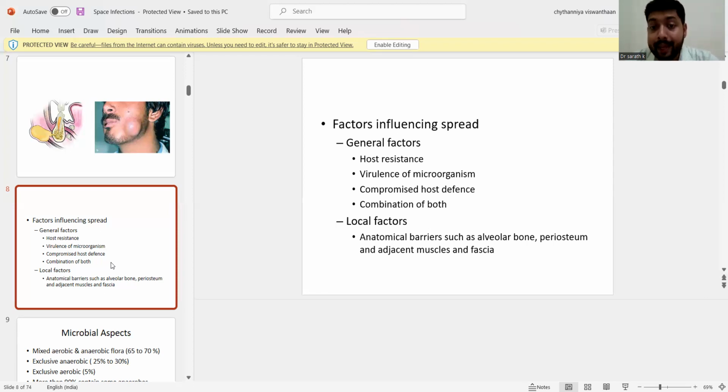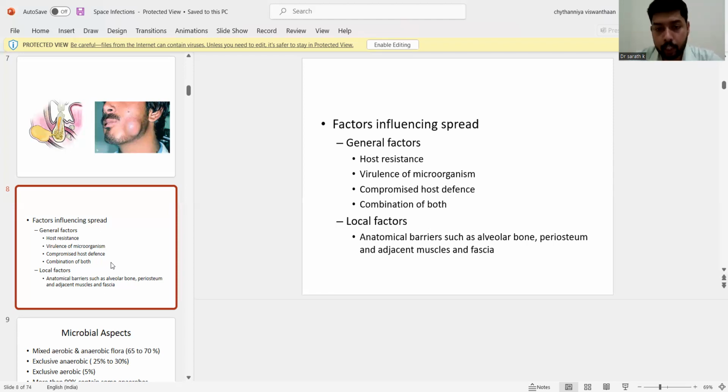Then the third factor is compromised host defense. For example, if the patient has any other infections or comorbidities, the main one being uncontrolled diabetes, or the patient is on immunosuppressants, or has cancer, all these patients have a high chance of spread, or any other immunocompromising diseases like hepatitis B or HIV. A combination of all these factors can also cause spread into the adjacent spaces.